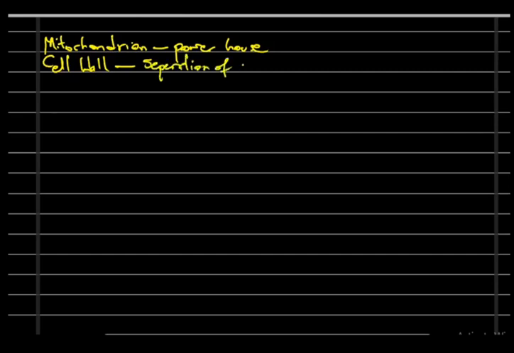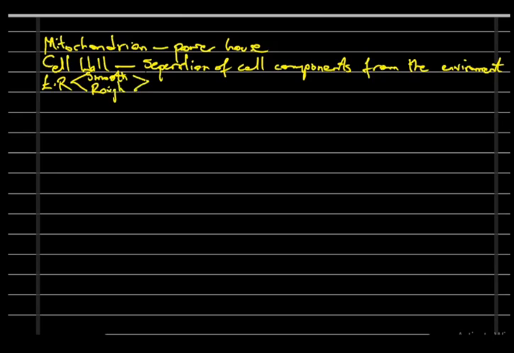Separation of cell components from the environment. That is basically what the cell wall is used for. And then we have the next one to be the endoplasmic reticulum. We have the ER, and we have two types of this ER. It could be smooth and it could be rough. So we have the smooth endoplasmic reticulum and the rough endoplasmic reticulum. Majorly their functions are for protein synthesis.